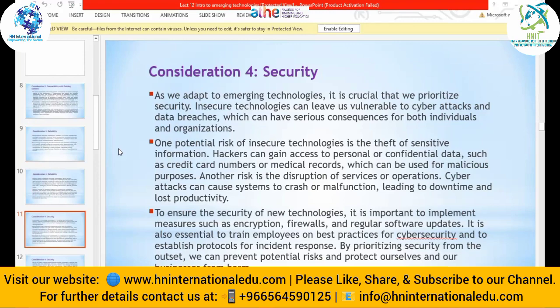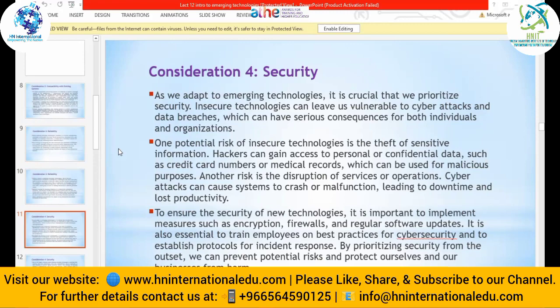To ensure the security of new technologies, it is important to implement measures such as encryption, firewalls, and regular software updates. It is also essential to train employees on best practices for cybersecurity and to establish protocols for incident response. By prioritizing security from the outset, we can prevent potential risk and protect ourselves and our business from harm.